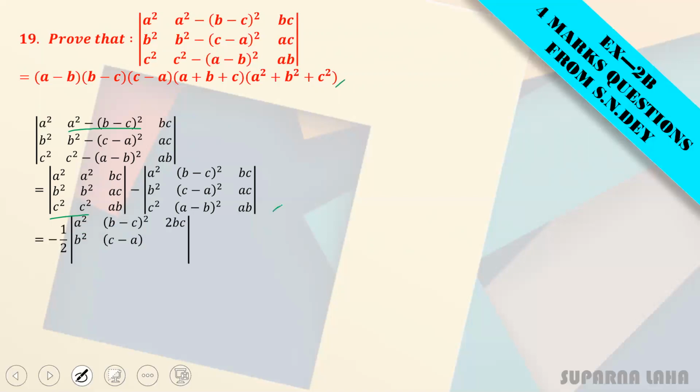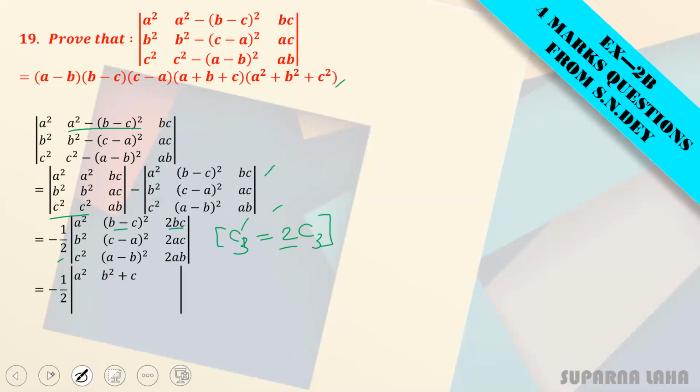So here I am multiplying this column 3 by 2. So C3 dash is given by 2 C3. So since I am multiplying it, I need to divide it again. Okay, so minus half into this determinant. Now look at here. If we add this one, b minus c the whole square plus 2bc. So what you will find?